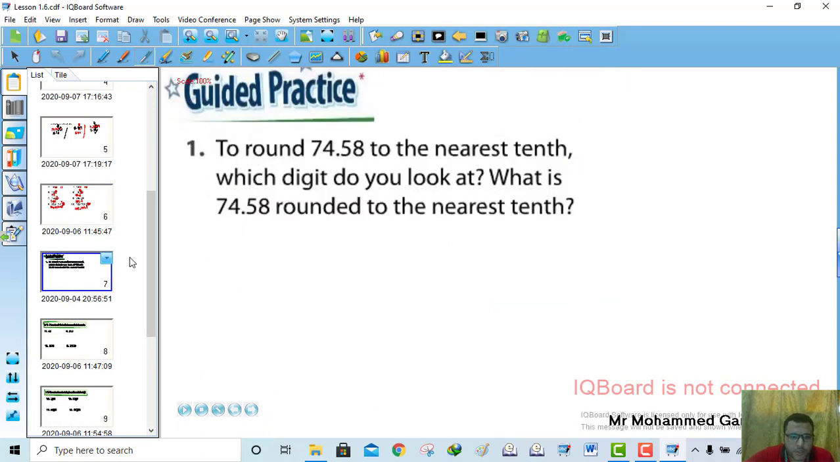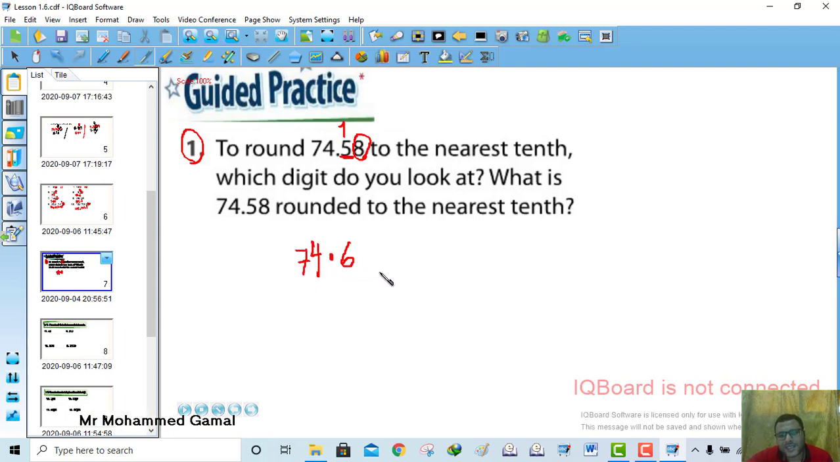Let's go to the next question. Here he's asking about question number 1, to round 74 and 58 hundredths to the nearest tens. Here is the tens place. Which digit do you look at? Actually, I will look at the 8. Here 8 is strong, so I'm going to add 1. 1 and 5 is 6 because 8 is strong, and copy the 4, copy the 7. So the rounded number is 74 and 6/10. Okay.